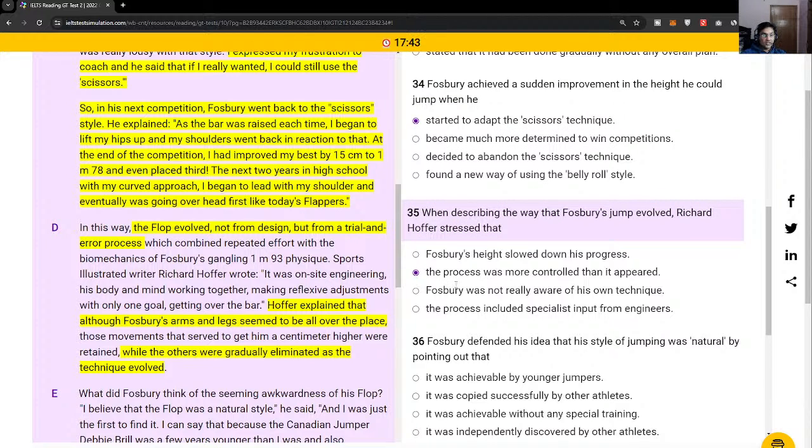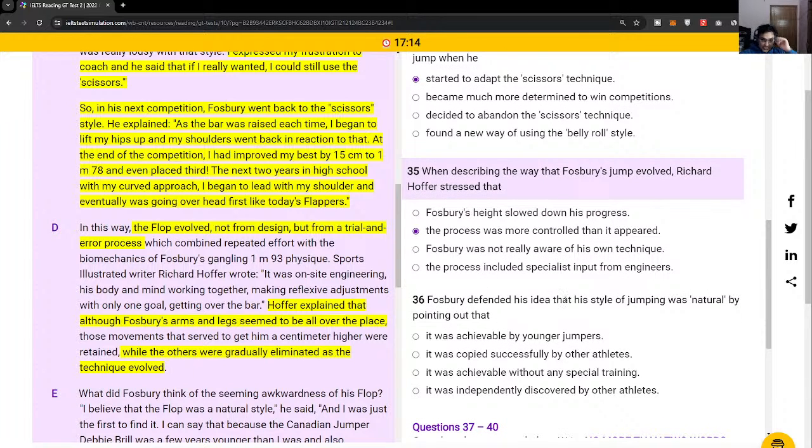35 is B. The process was more controlled than it appeared. He explained that although his legs and arms seemed to be all over the place, those movements that served to get him a centimeter higher were retained, while the others were gradually eliminated. So someone watching from a distance might think, this guy can't do it, but the person doing it knows that the way I'm doing the flop, it is well controlled, it is well maintained.